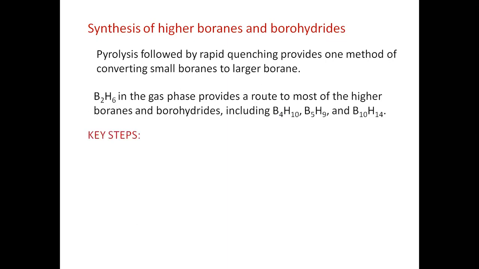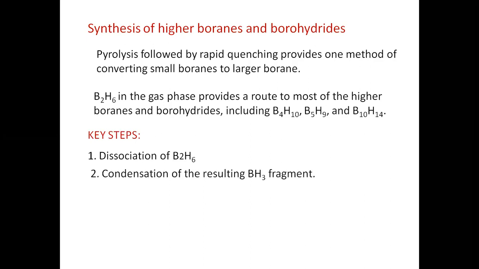Okay, fine. So what are the key steps to prepare the higher boranes from lower boranes? The key steps are important to learn. First of all is dissociation of diborane. We know B2H6 is the dimer of borane. So on heating, at high temperature, it undergoes pyrolysis and dissociation. And the second step is condensation of the BH3 fragments. There are two steps in this.